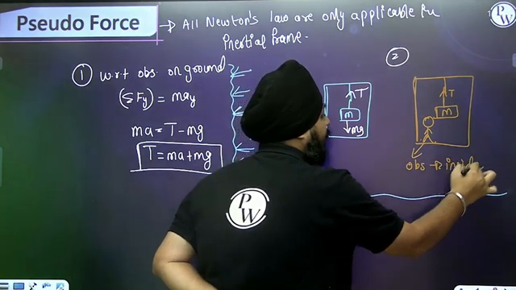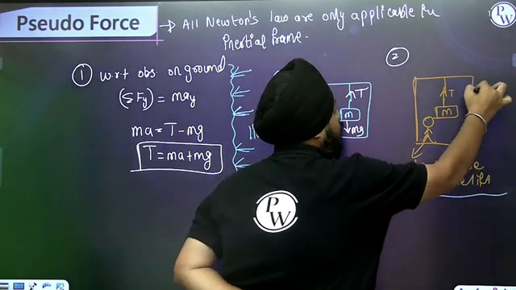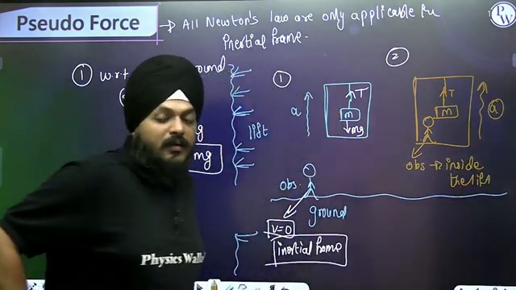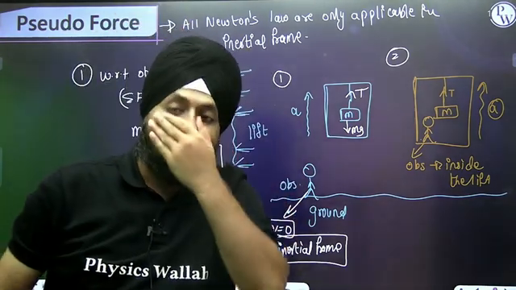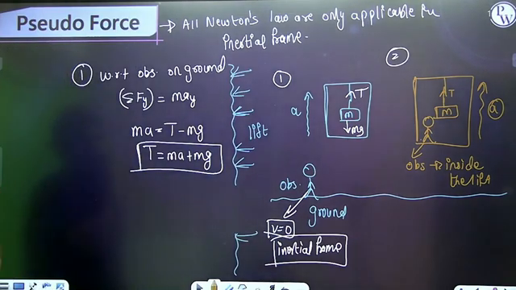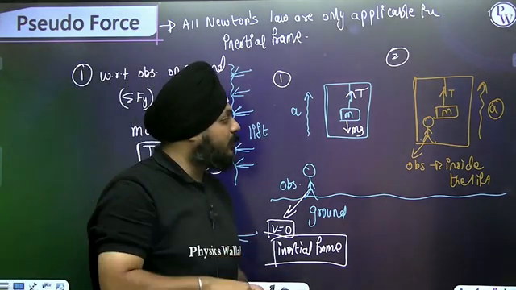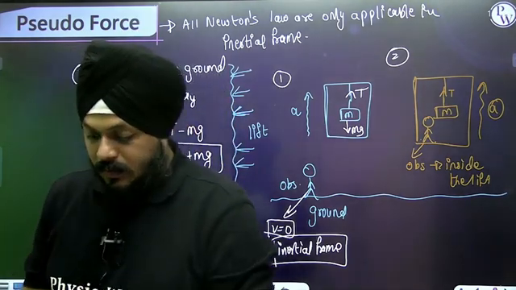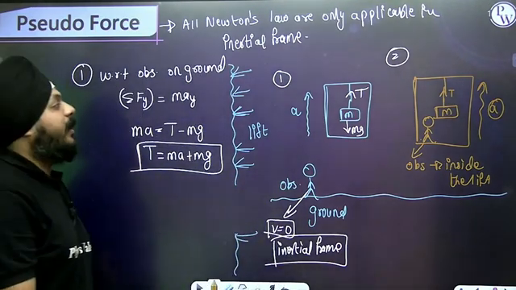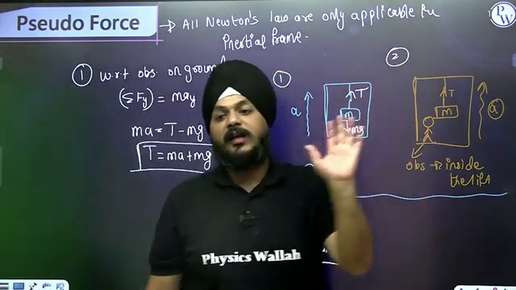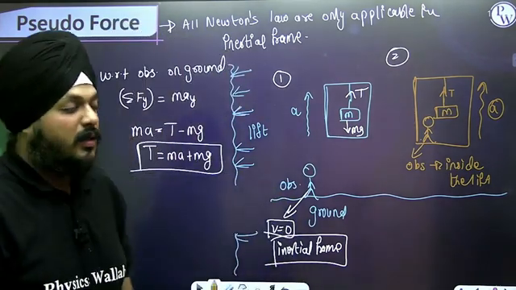Now the observer is inside the lift. It means that when the lift is accelerating, the observer is also accelerating. The lift is accelerating, the observer is also accelerating. Now what happens here?